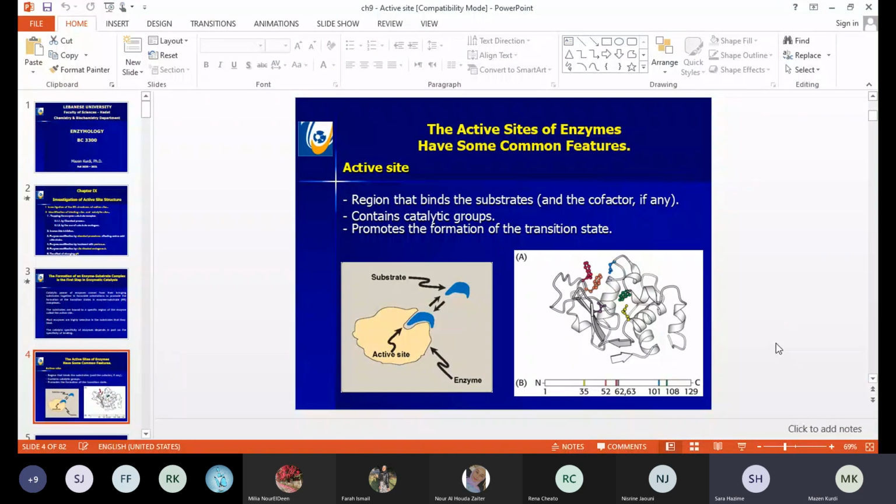And keep in mind that the active site contains different amino acids, very close to each other in the 3D structure of the enzyme. But if you look to the primary structure, as it's seen here in B, you can see that these amino acids close to each other in the 3D structure of the enzyme are distributed far away in the primary structure.